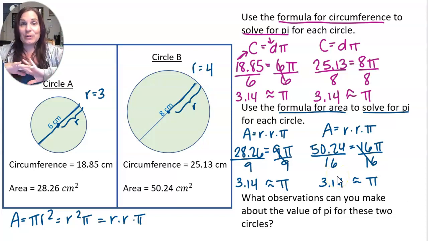So I'm going to let you sum up what observations you can make about the value of pi when we're doing circumference and area for these two circles.